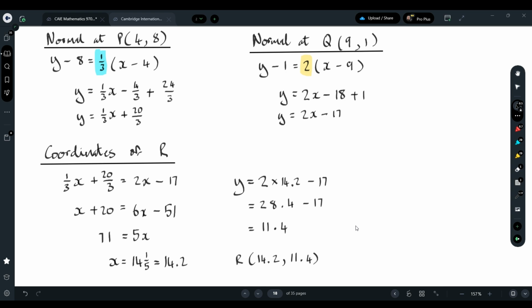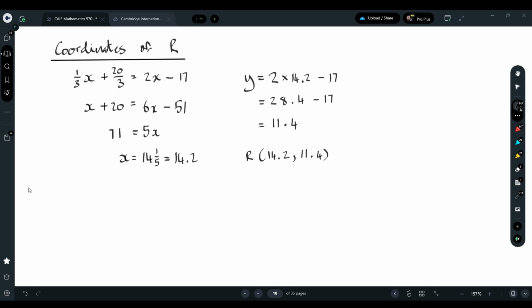And there you've done it. You found the coordinates of R, the point of intersection of the two normals to the curve at the point P and the point Q. For part B, we need to find the area of triangle PQR.